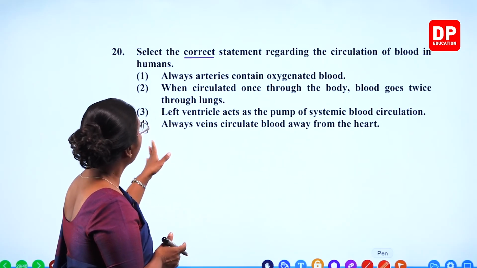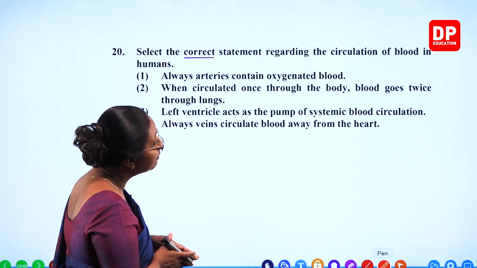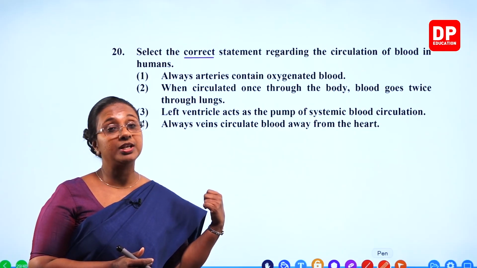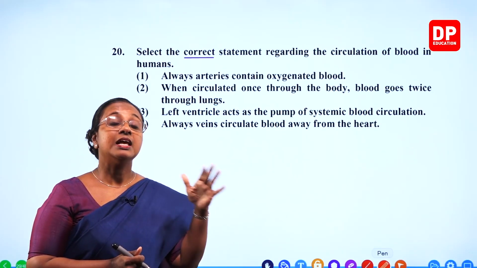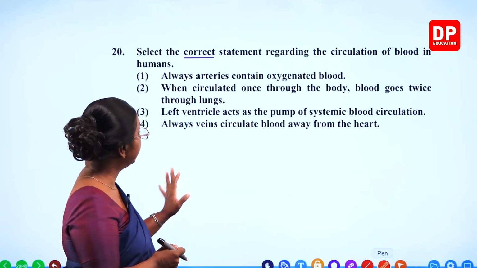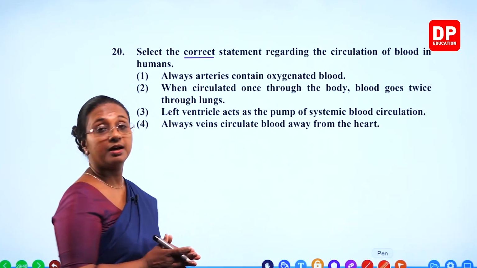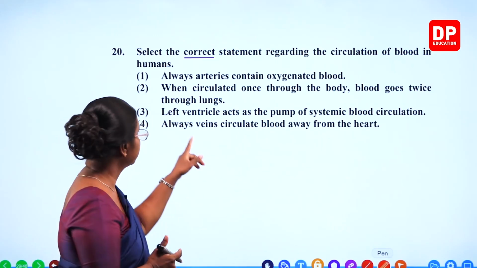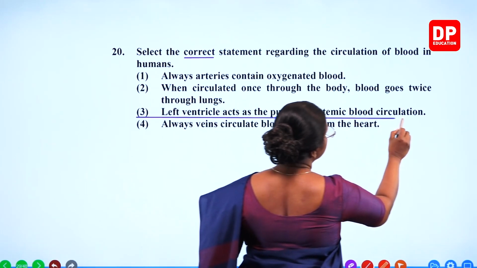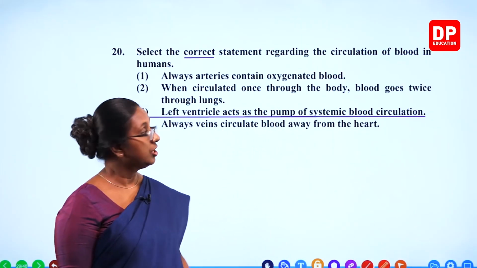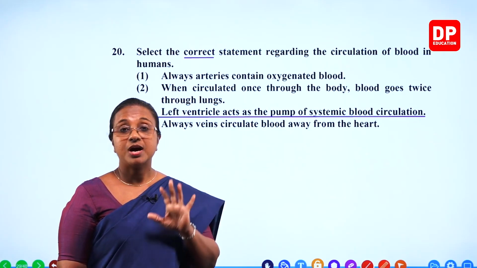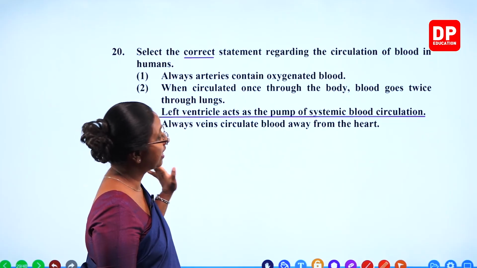Then the fourth one, always veins circulate blood away from the heart. That is also incorrect. I told you about the hepatic portal vein. The hepatic portal vein carries blood from the small intestine to the liver, so it does not carry blood to the heart. So that is also incorrect. So the correct statement is the left ventricle acts as the pump of systemic blood circulation. You understood all this with the diagram in the previous slide, so I am sure you can understand this question as well.